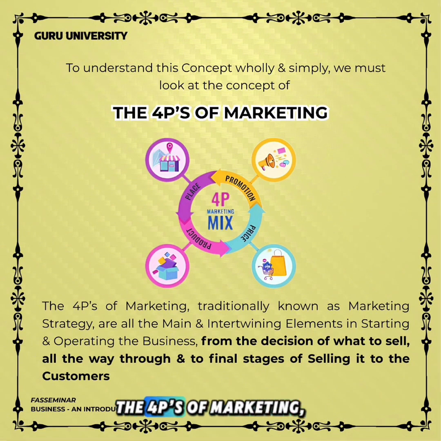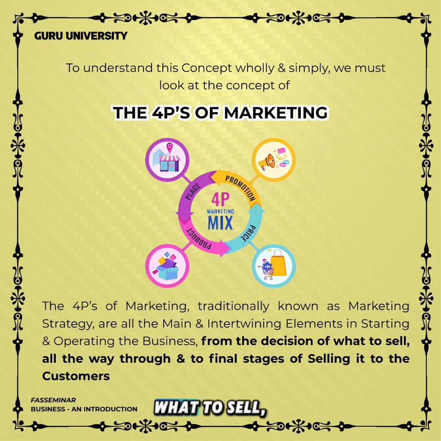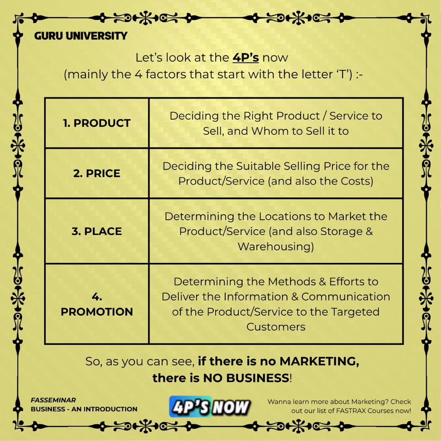The 4 Ps of marketing, traditionally known as the marketing strategy, are all the main and intertwining elements in starting and operating the business, from the decision of what to sell all the way through to the final stages of selling it to the customers. Let's look at the 4 Ps now. Mainly, the 4 factors that start with the letter P. 1. Product: deciding the right product.